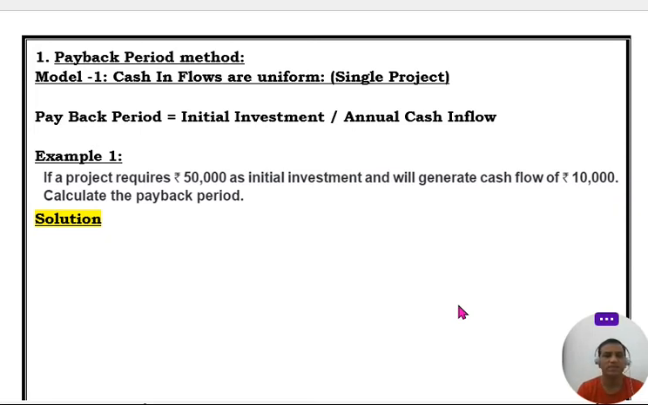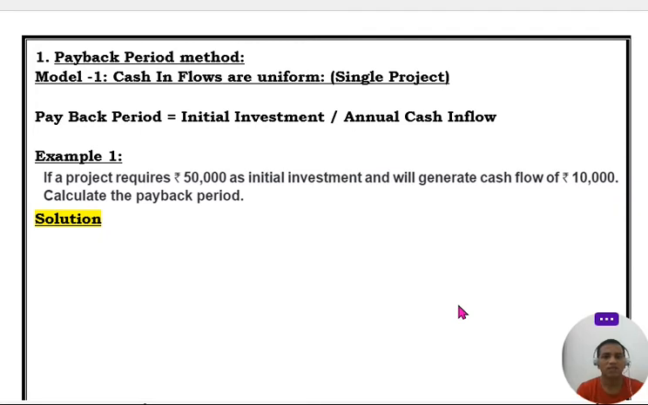Otherwise, it will be rejected. So in calculating payback period, there are two types of methods, two types of models. What is the first one? Cash flows are uniform, and the other one is when the cash flows are non-uniform.